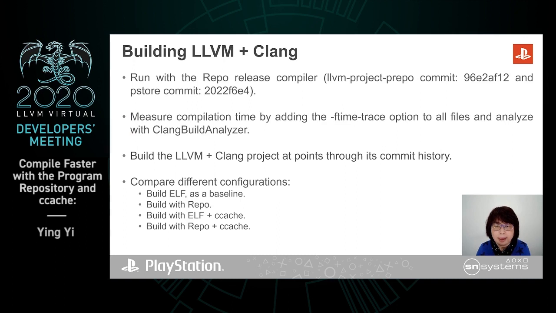The LLVM and Clang projects are used to show the benefits of using the repo and Ccache together. The project is built at points through its commit history. The compilation time is measured by adding time trace to all files and analyzed with the ClangBuildAnalyzer. 4 configurations are measured: ELF, repo only, Ccache only, and repo and Ccache together.